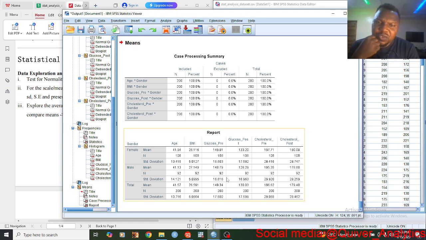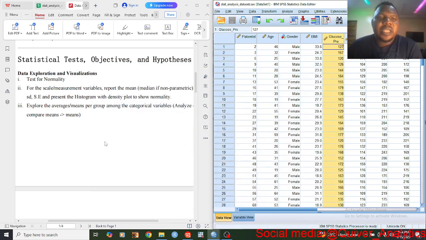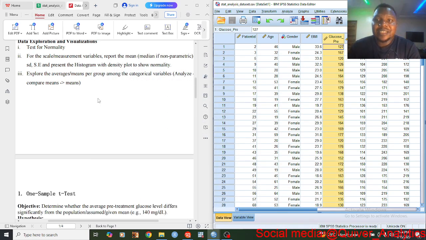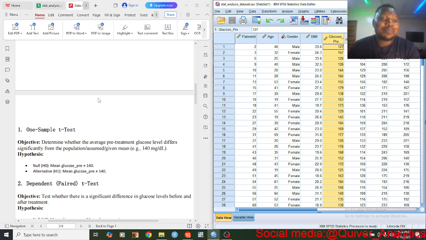So for female, the average age is 41.9. For male, the average age is 41.13. So on average they are about the same, but we should expect an older female population than the male. Then the BMI is 26.1, then for male 27. You can check that later. All right. Now, we've done these three to know what to expect.